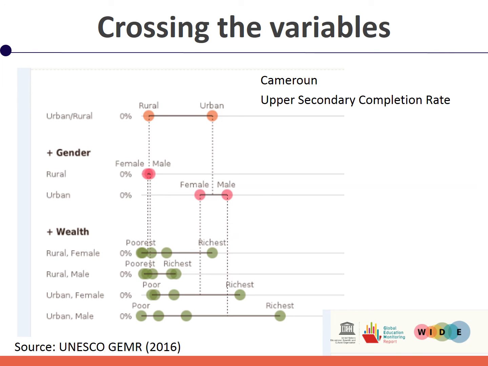The gender disparity may vary depending on other variables such as school location and the socioeconomic status. For example, UNESCO Global Education Monitoring Report illustrates that in Cameroon, the gender disparity on the upper secondary completion rate in the rural area is very small, where both boys and girls have very low percentages, while in the urban area there is a larger gender disparity in favor of boys.